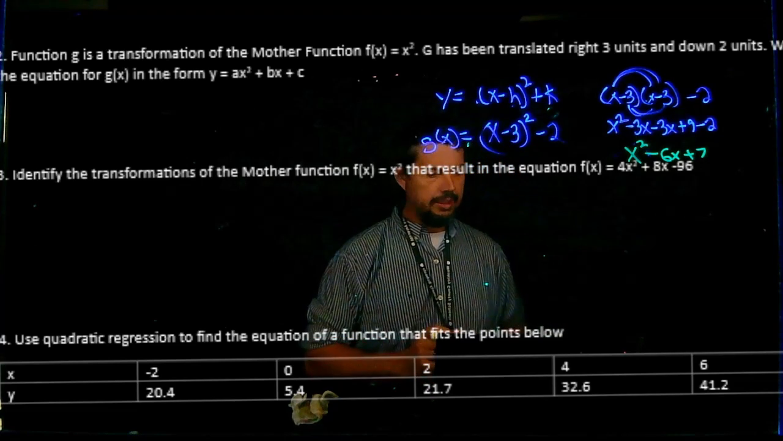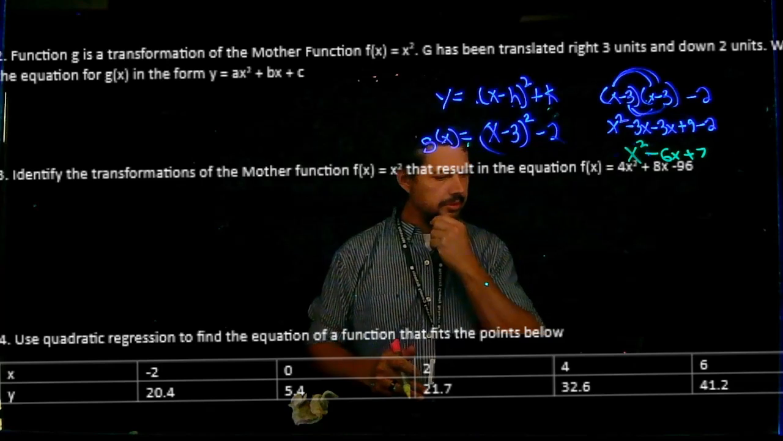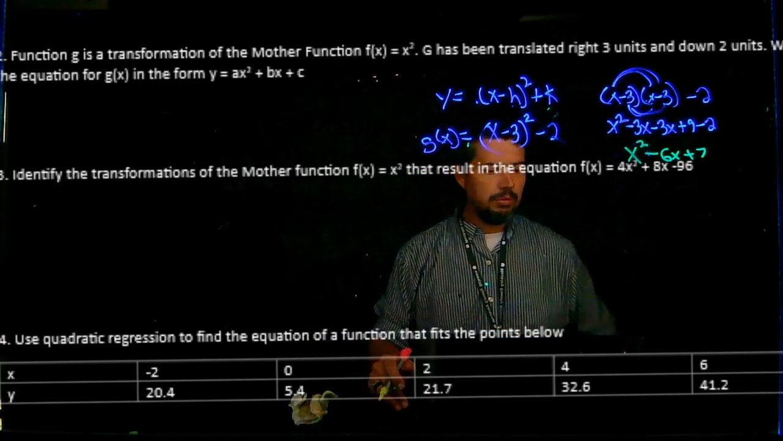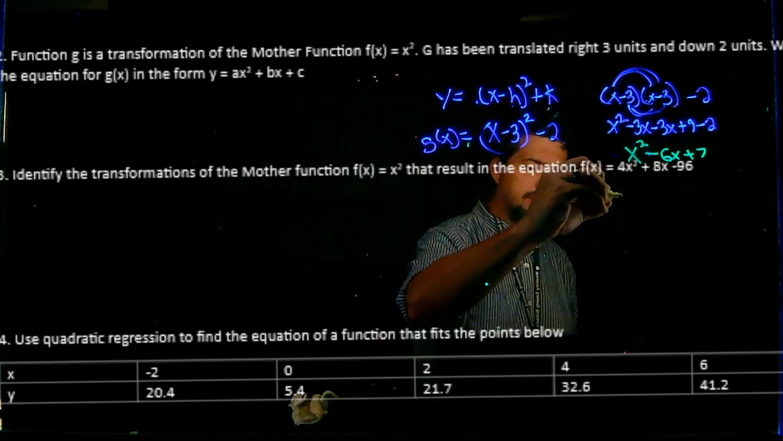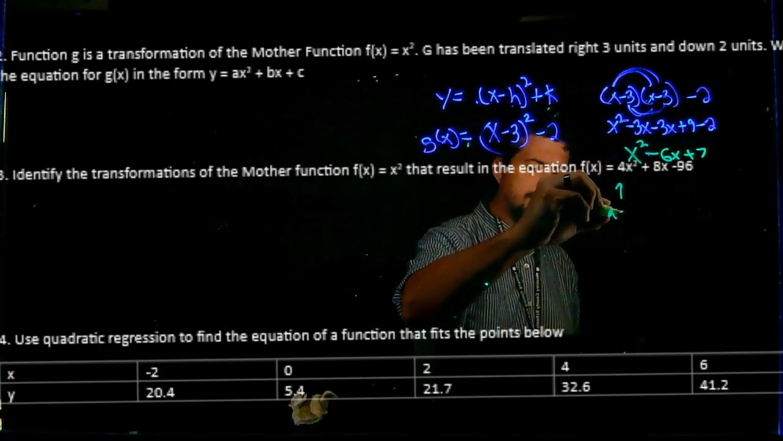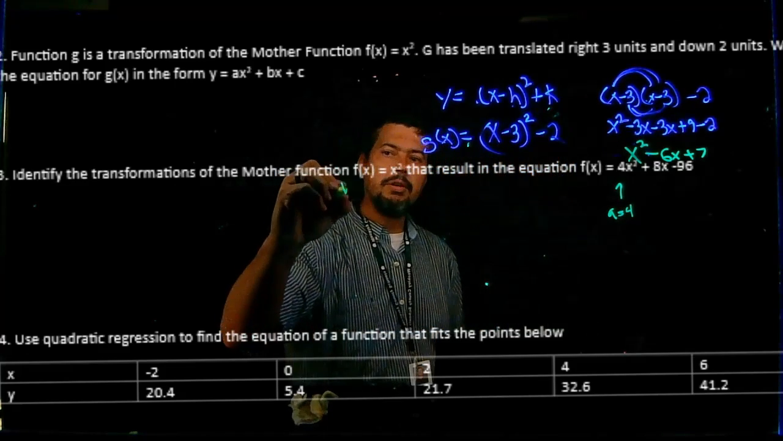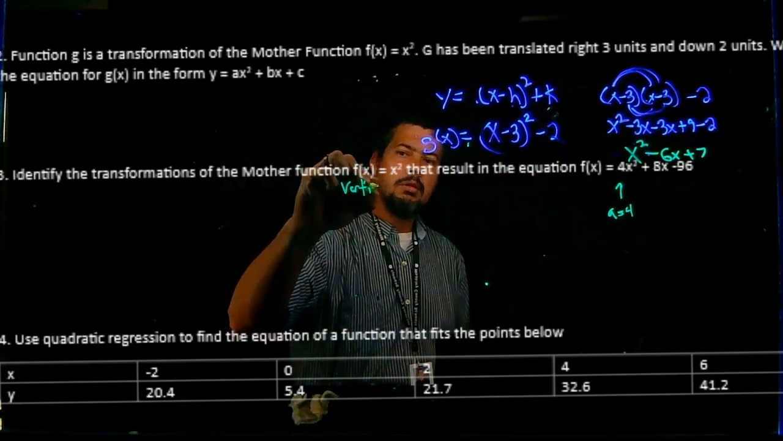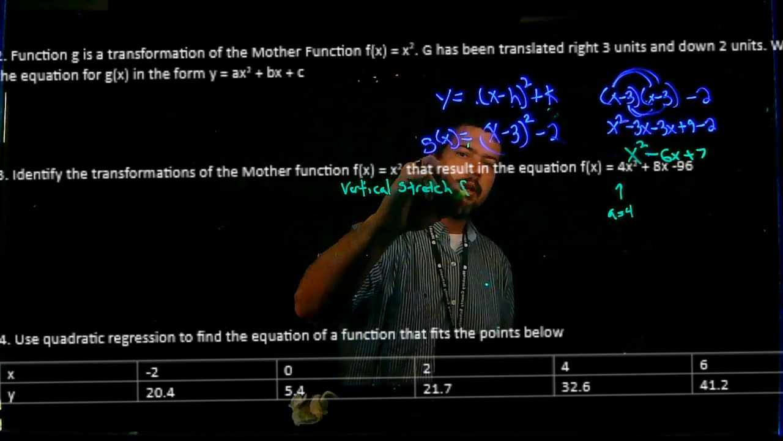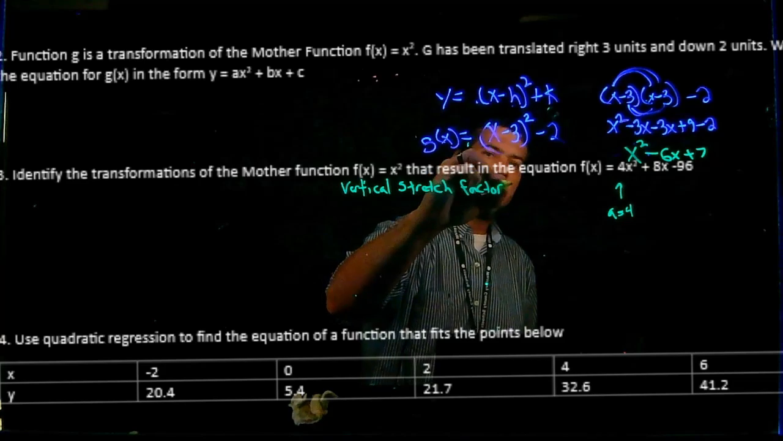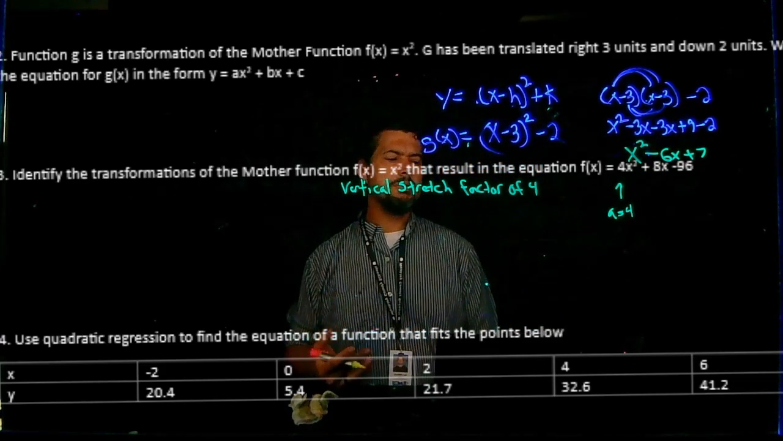All right, 3. Identify the transformations of the mother function f of x equals x squared that result in the equation f of x equals 4x squared plus 8x plus 96. So let's just look right here. This is a. A is 4. What does that tell me? That tells me there is a vertical stretch factor of 4. It has 4 times the initial slope. It grows 4 times as fast.